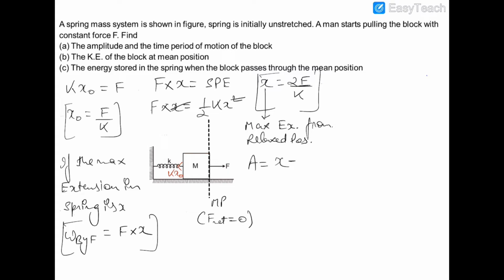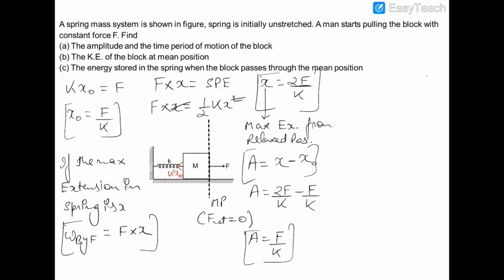Okay, so if we have to find out the amplitude, then we know that the amplitude would be the maximum extension minus the mean position, because the amplitude of SHM is the maximum displacement measured from the mean position. So A will be equal to 2F by k minus F by k. So A will be equal to F by k. So this is the amplitude of SHM.